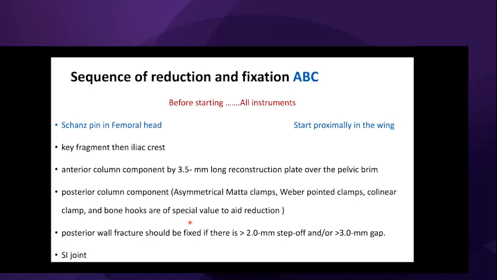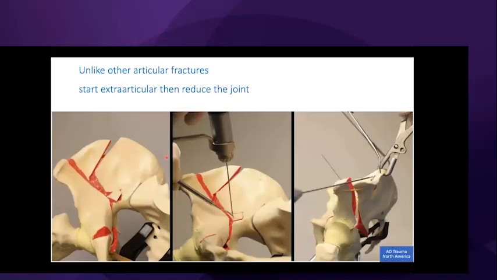The sequence of reduction in the associated posterior column: you should start proximally in the iliac wing. In all cases, of course, you should make sure that all instruments, clamps, tools, or sets are available. Use a Schanz screw in the femoral head to laterally distract the femur to decrease the medialization of the quadrilateral plate. Key fragment, then iliac crest, anterior column, then posterior column, then the posterior wall and sacroiliac joint. Six steps in these fractures. This is from the AO Trauma North America.